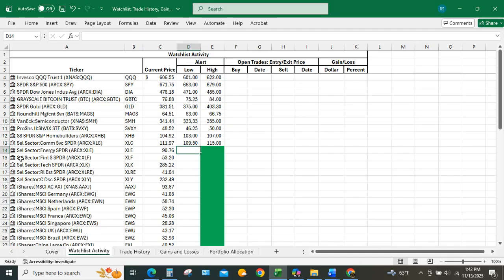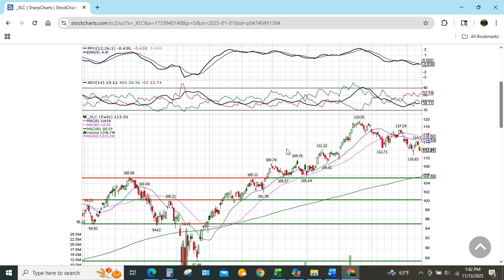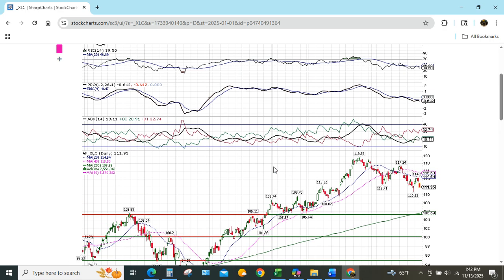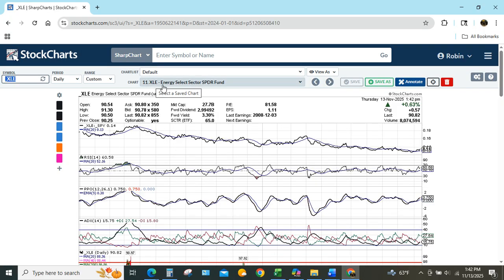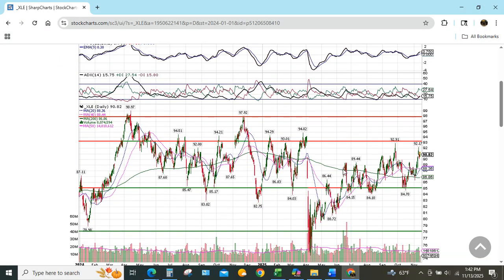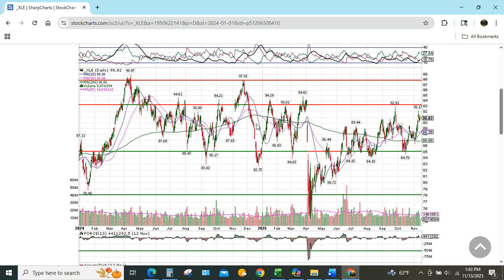Next, we're looking at energy. Oh my goodness, it did it again. What is going on here? Energy. No, this is communications. Energy is here. Okay, so you can see this one has been kind of in a range for the past 2 years. So you can see I have some support and resistance levels set up on this.